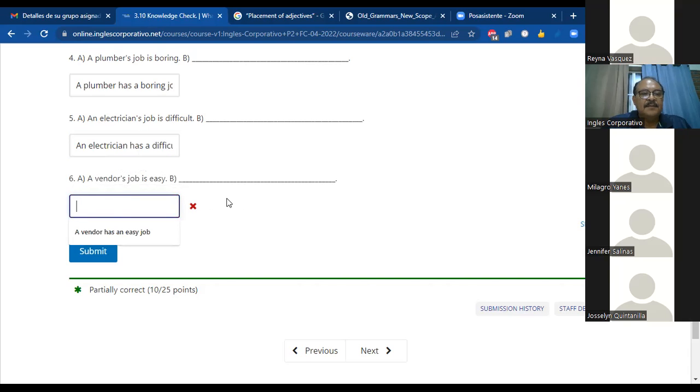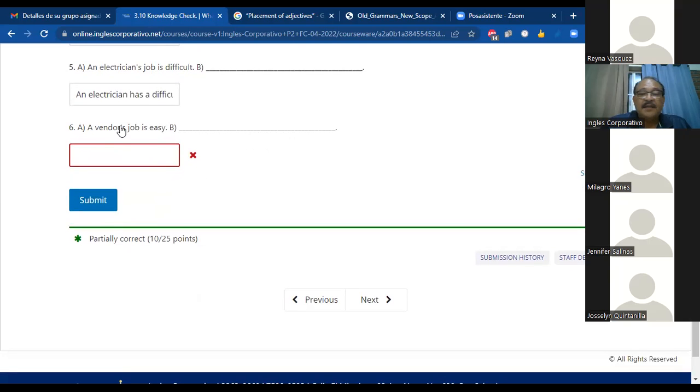And the last one, a vendor's job is easy. Remember, el vendor es el señor o señora que vende en la calle, right? Vendor's job is easy. Vendor has an easy job. Has an easy job. Okay, acuérdense que podría ser también an easy job. Si omiten, por ejemplo, este an, por ejemplo, si yo le pongo aquí solo a, no va a salir mal.